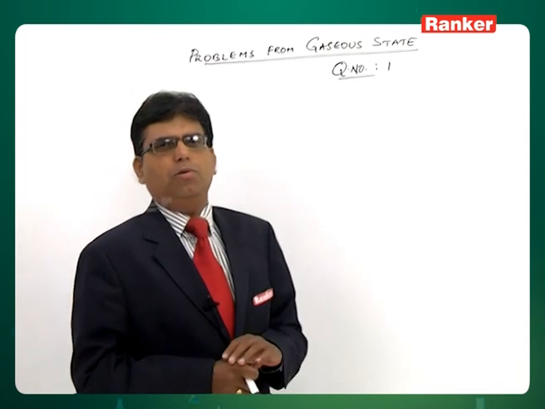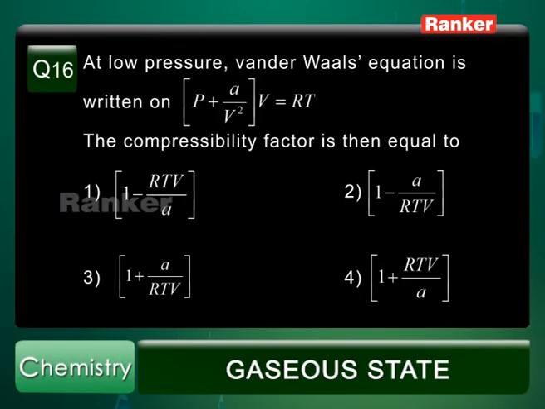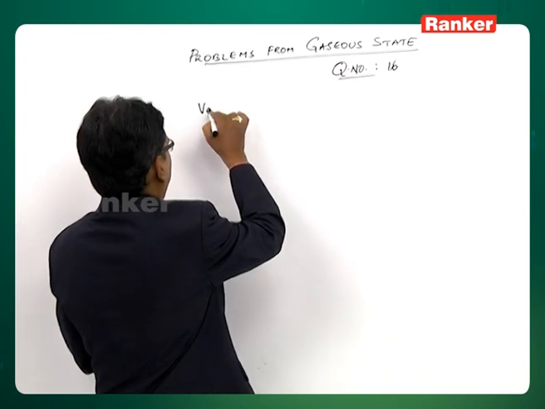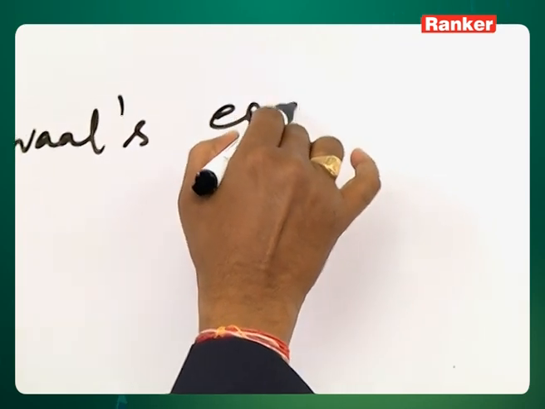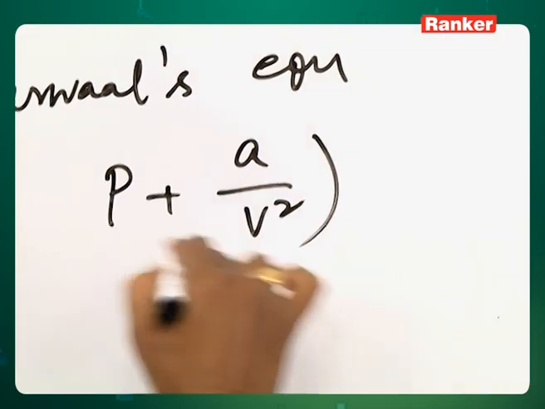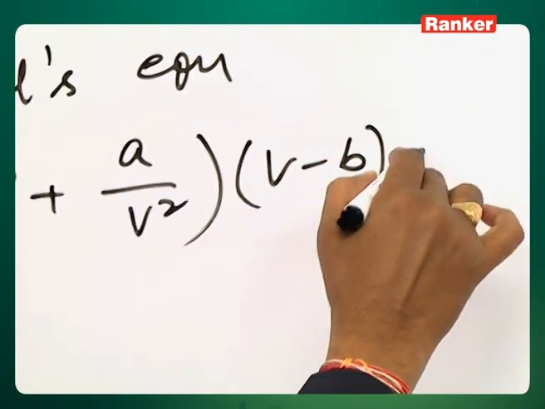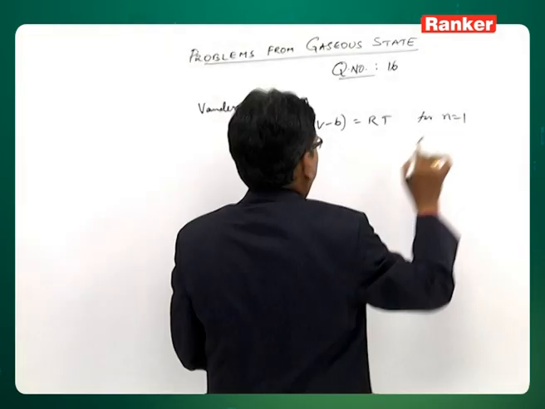Now, let us go to question number 16. The question says, at low pressure the van der Waals equation is written as P plus A by V square into V is equal to RT. Then the compressibility factor is? Let us first write the van der Waals equation. The van der Waals equation is P plus A by V square into V minus B is equal to RT for 1 mole of a gas.